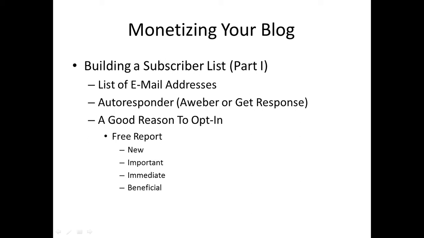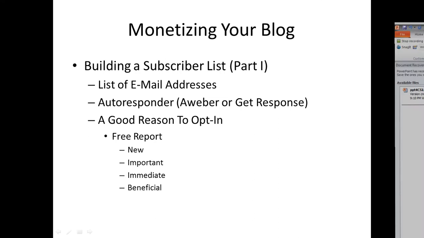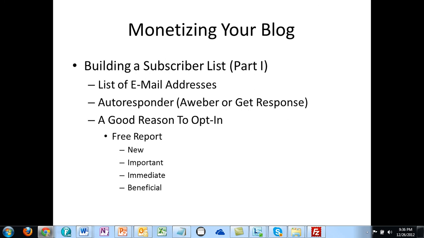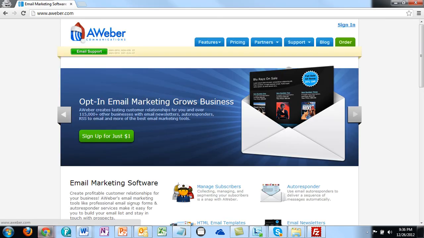So what are you going to need in order to build your subscriber list? Well, you're going to first need an autoresponder. One of the ways that you can do that, and I'll show you this here in a minute, we'll just slide this right over to the screen here. The name of the site is aweber.com, and you may have already heard of it. aweber.com is a website where you can create an autoresponder message.